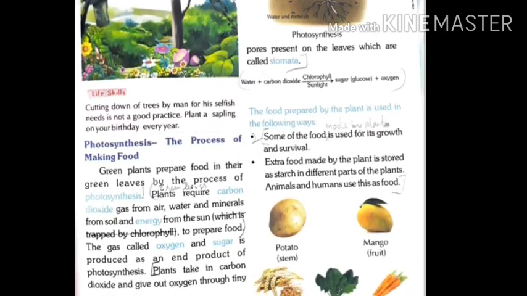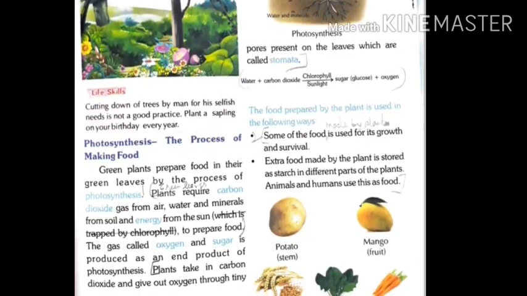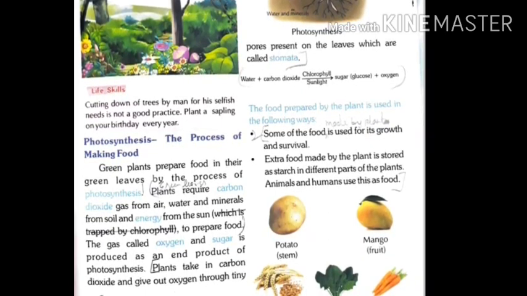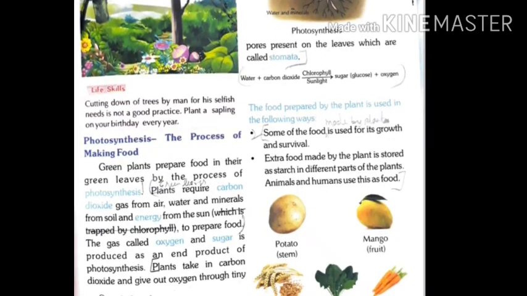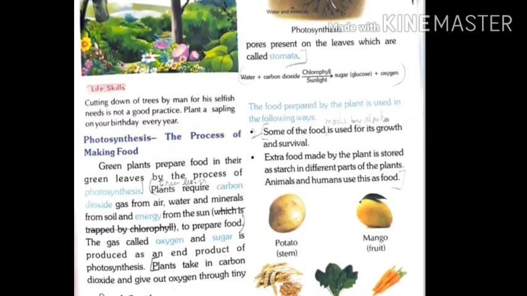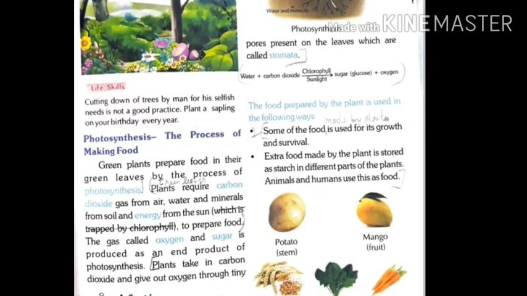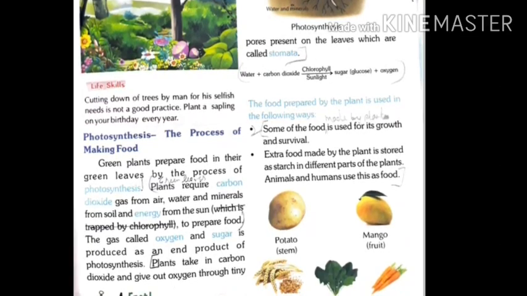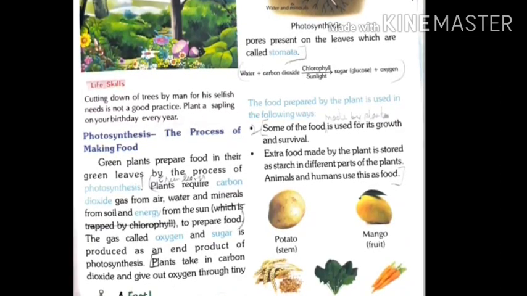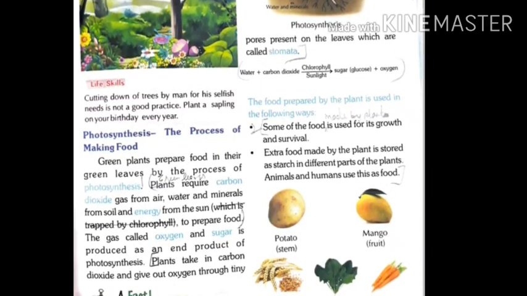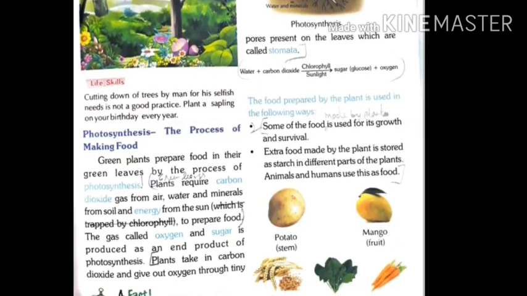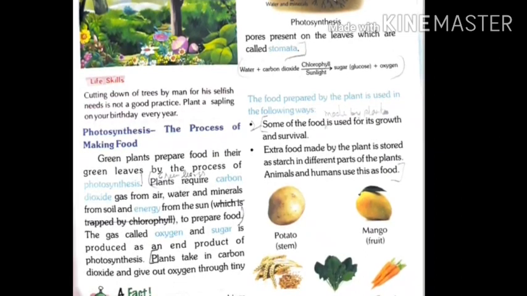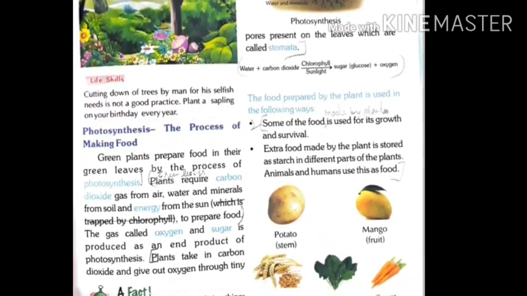Now see, one equation is given to you, that is water plus carbon dioxide. Means when water and carbon dioxide come together in the presence of chlorophyll and sunlight, it gives us sugar, or we call it glucose, and oxygen. Water plus carbon dioxide gives us, in the presence of chlorophyll and sunlight, sugar plus oxygen.